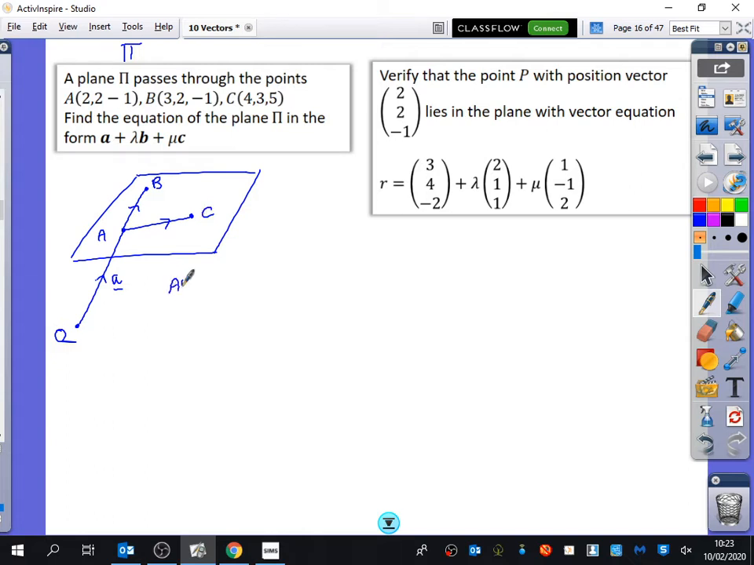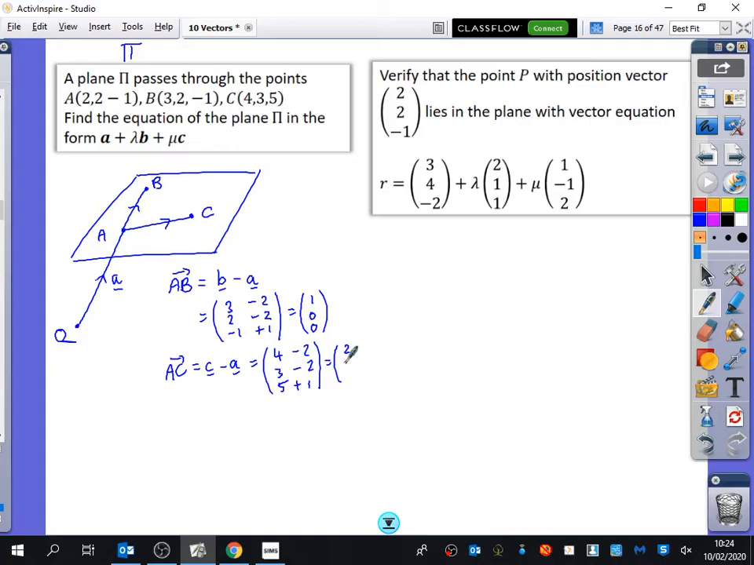So let's work out AB. Well, AB is going to be B minus A, which is (3, 2, -1) minus (2, -2, 1)... so you get (1, 0, 0). Okay, so the vector AB is (1, 0, 0). The vector AC is C minus A, which is (4, 3, 5) minus (2, -2, 1)... .